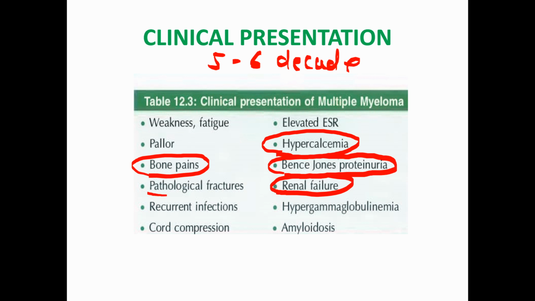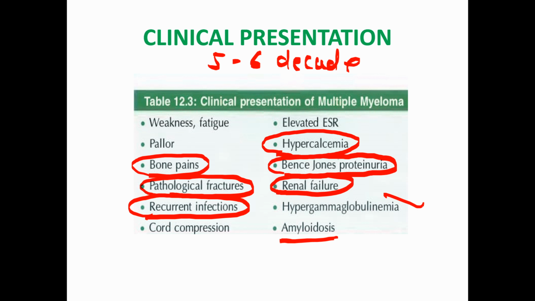Osteoclasts can lead to pathological fracture. And there is hypergammaglobulinemia, excessive antibody production, but these antibodies do not function properly. That's why the patient has recurrent infections. And most importantly, sometimes amyloidosis may present with multiple myeloma.